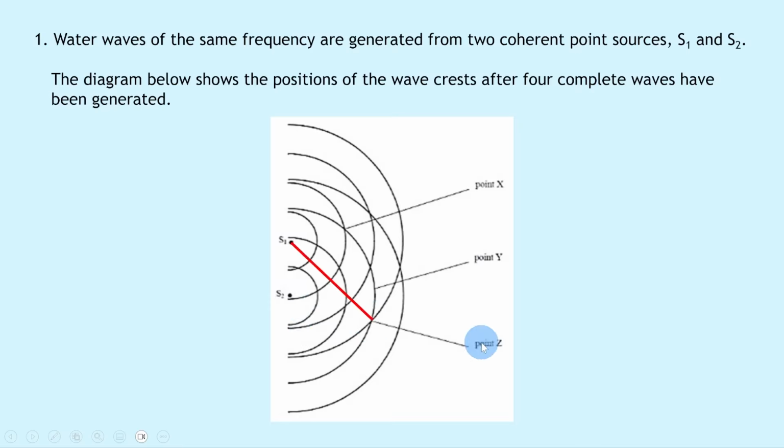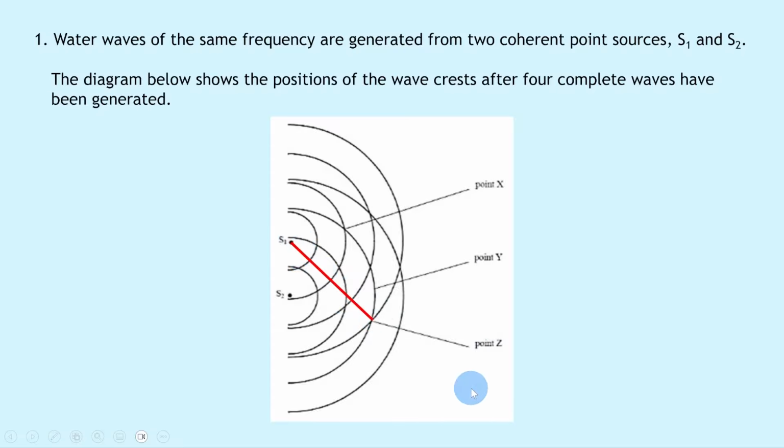And if we do that now, we can count how many wavelengths we have appearing between the crests shown in this distance. So from S1 to the first crest, that's one wavelength. We then have crest to crest, which is another wavelength, crest to crest here, which is another wavelength, and crest to crest here, which is another wavelength. So we have 4 wavelengths in the space from S1 to Z.